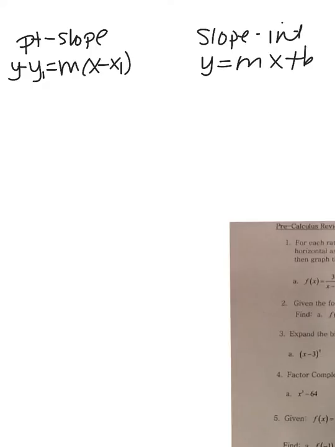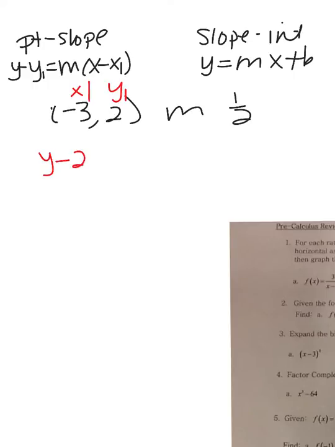All right, so the first one is we want to go through the point -3, 2, and have a slope of 1/2. So we want to use point slope, and then put it in slope intercept. So this is my x1, y1. So it'll be y minus 2 equals my slope, which is 1/2 times x minus -3. Okay, so that's point slope form.